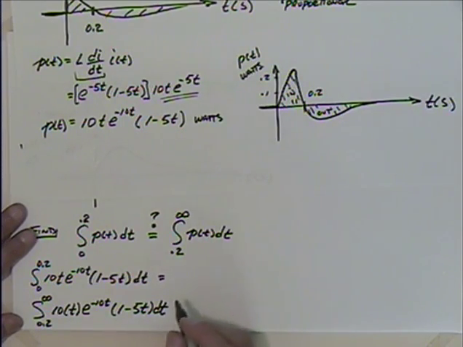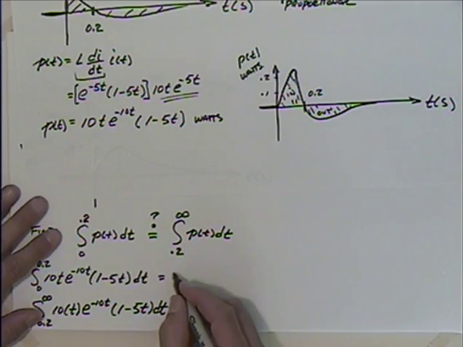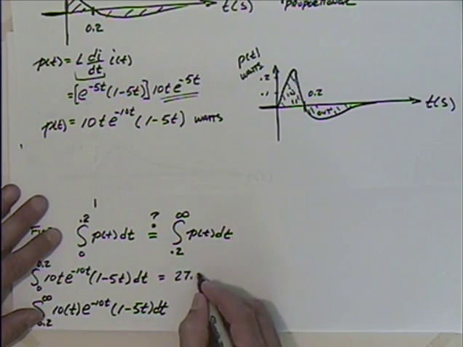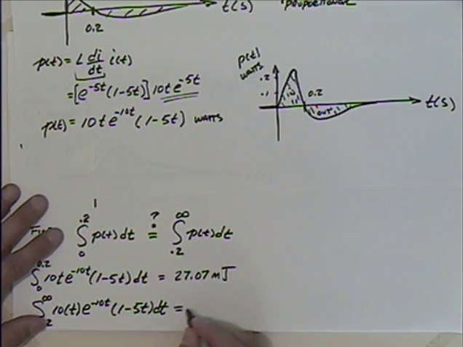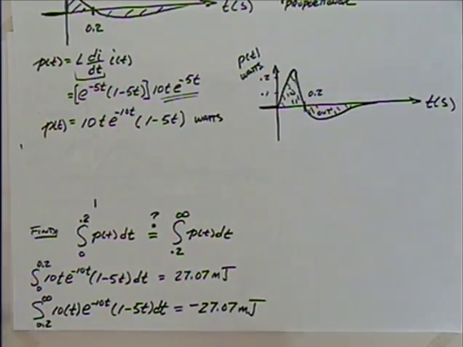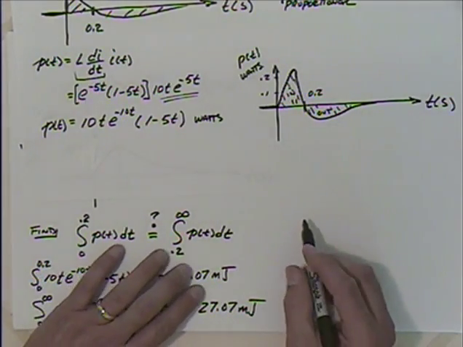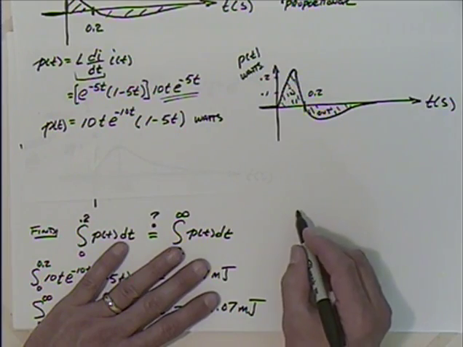If you go through them, you're going to end up with this one, 0 to 0.2, equal to 27.07 millijoules. And if you go through this one, it's equal to minus 27.07 millijoules. And the way I actually did that, and I'm not going to go through it too much, I used a form that looked like this, the integral.